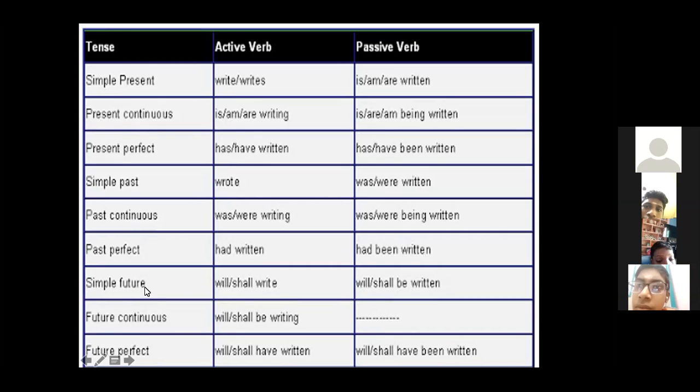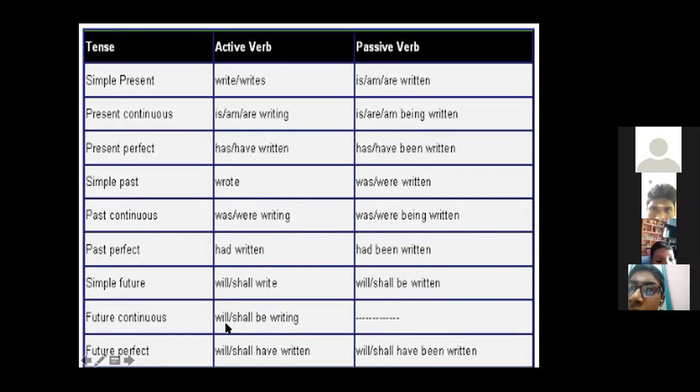Then in the simple future, will or shall write. That will become, in the passive, will or shall be written. So, they will write the exam. In the passive voice, it will become: the exam will be or shall be written by them.